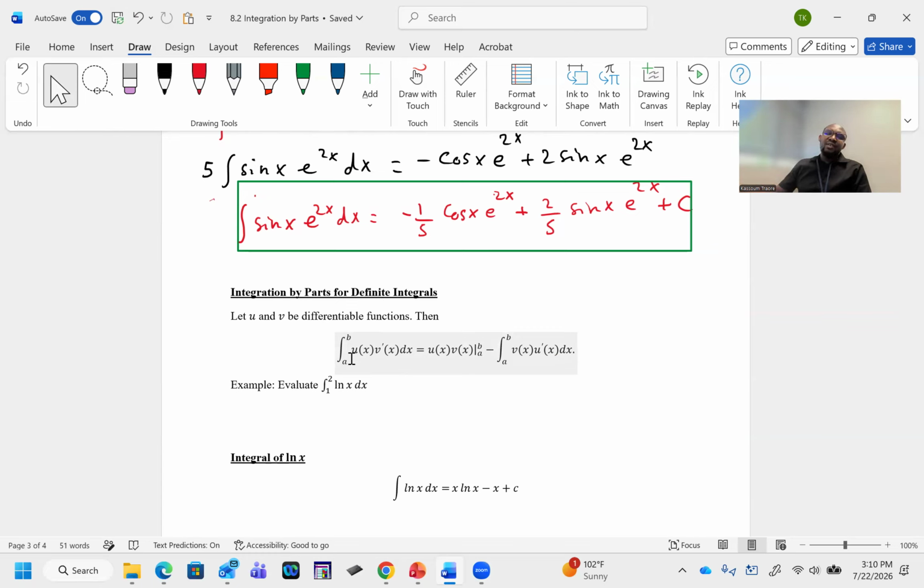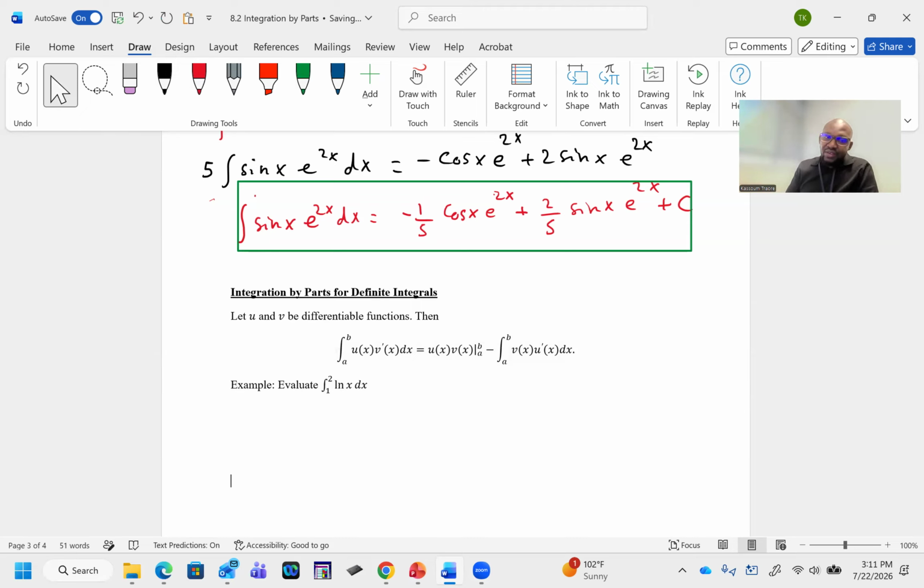For example, if I'm asked, let u and v be differentiable functions, then the integral from a to b of u(x) times v prime of x dx is equal to u of x times v of x, evaluated from a to b, you substitute a and b, minus the integral from a to b of v(x) times u prime of x dx. So it's the same thing, okay? Let's do this example so you can see it's the same thing.